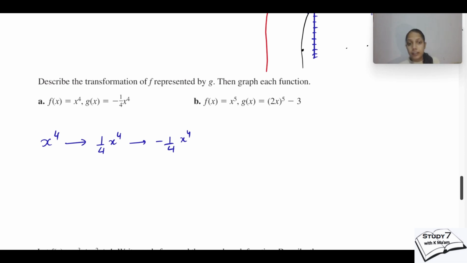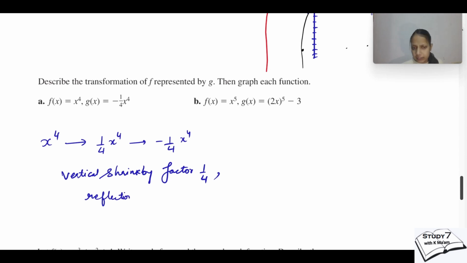So it's a vertical change. The number is 1/4, less than 1. So vertical shrink by factor 1/4. And then I multiply the whole term by negative. It's a reflection in the x-axis.